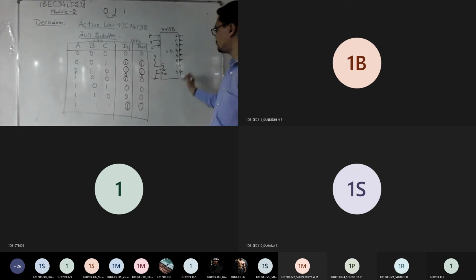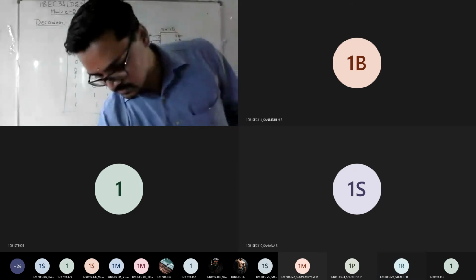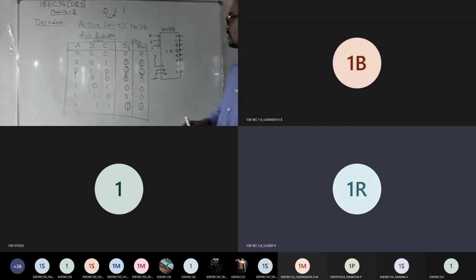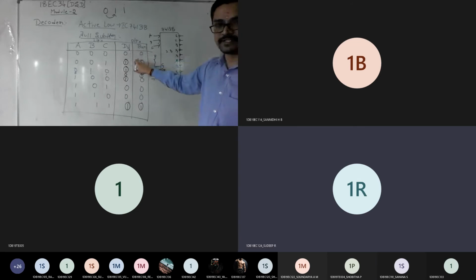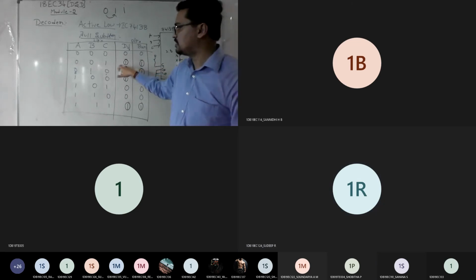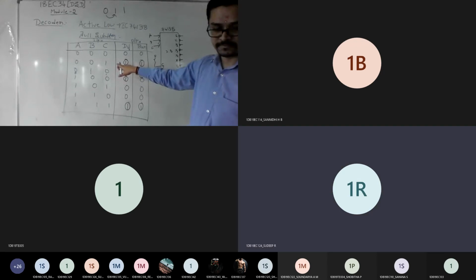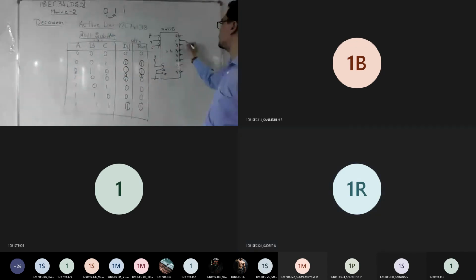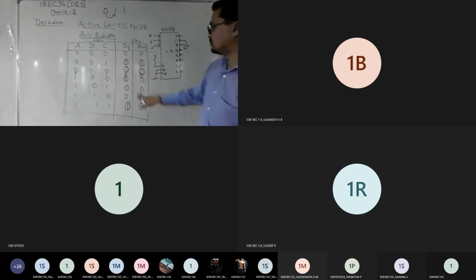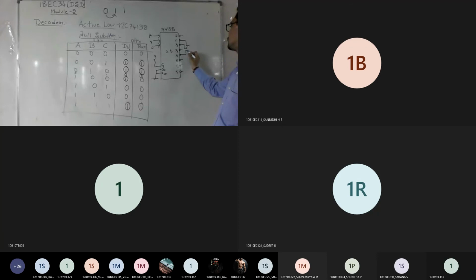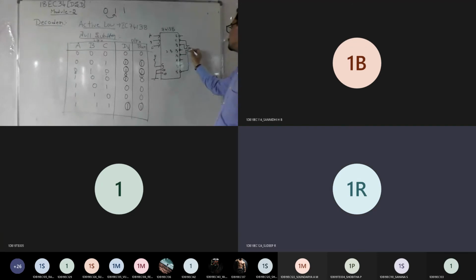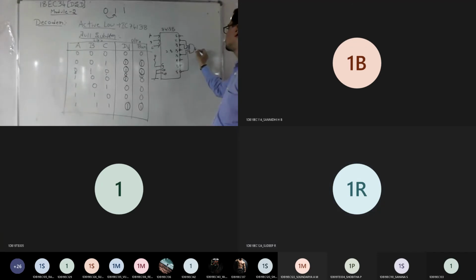So now what should I do? I need to connect my difference and borrow outputs. So for difference, this is 1, then 2, 4, then 7. So these 4 should be given to which gate? NAND gate. So this is your difference.